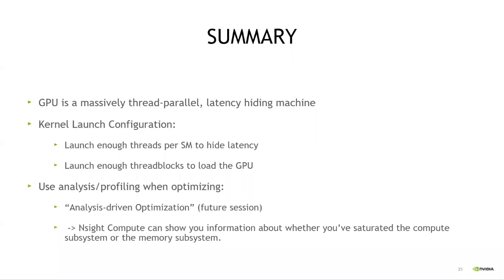So with that, we've learned that the GPU is a massively thread parallel latency hiding machine. What we're focused on right now is that with the appropriate choice of kernel launch configuration, we want to launch enough threads per SM to hide latency, and we want to launch enough thread blocks to load the entire GPU.